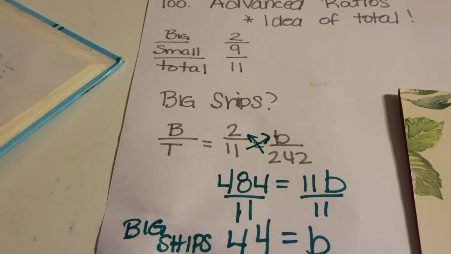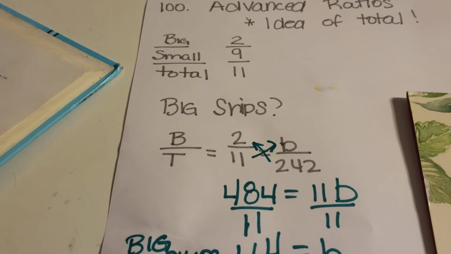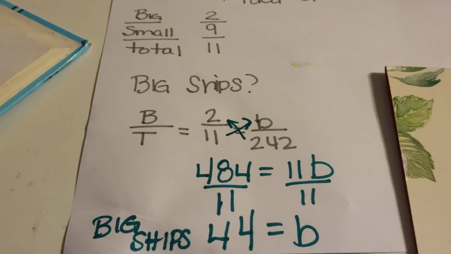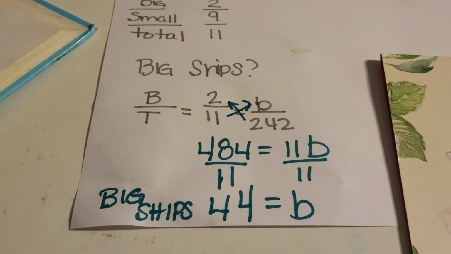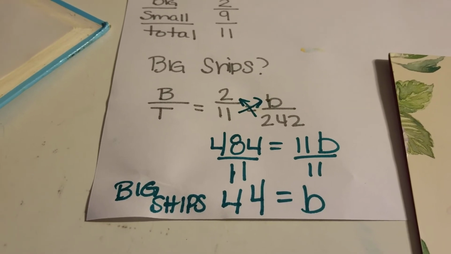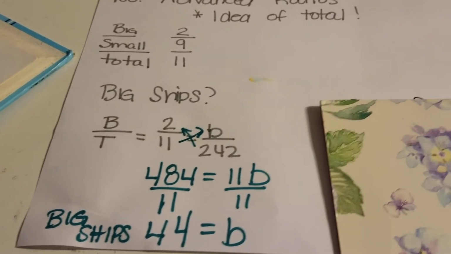Okay, so then we cross multiply and we end up with 2 times 242 is 484 equals 11B. Divide both sides by 11. B is equal to 44 big ships. Okay, so I compare big ships to total.